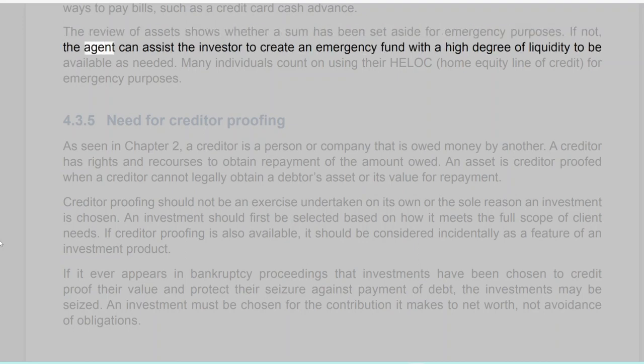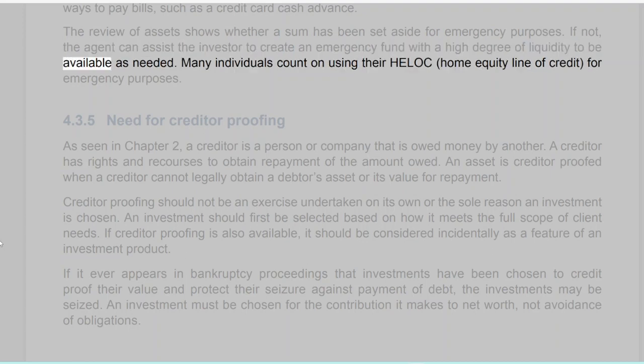If not, the agent can assist the investor to create an emergency fund with a high degree of liquidity to be available as needed. Many individuals count on using their HELOC, home equity line of credit, for emergency purposes.